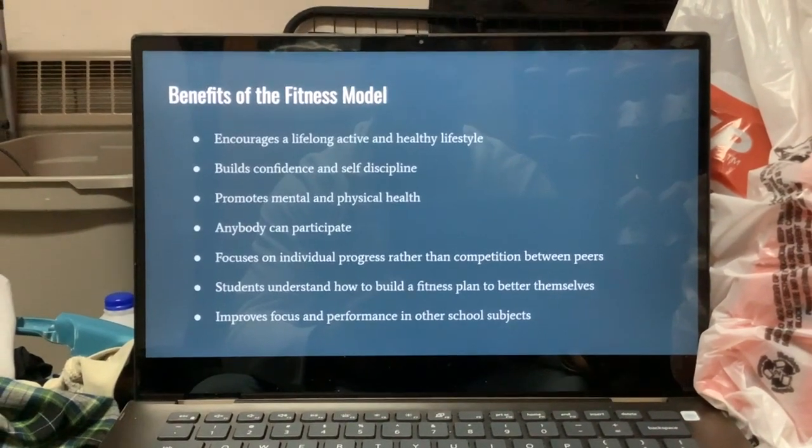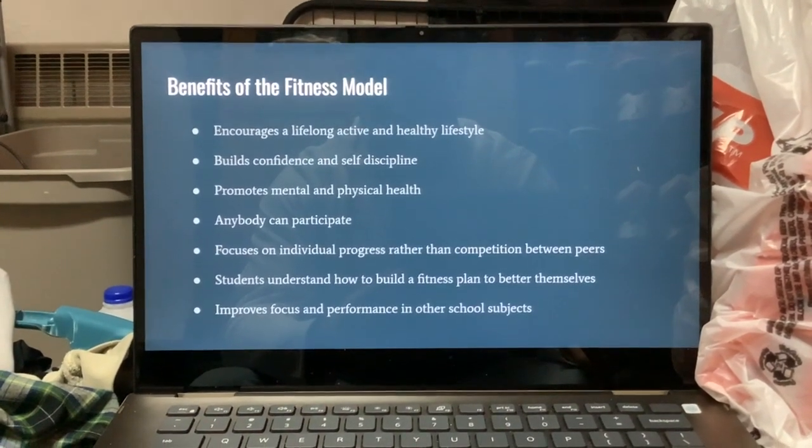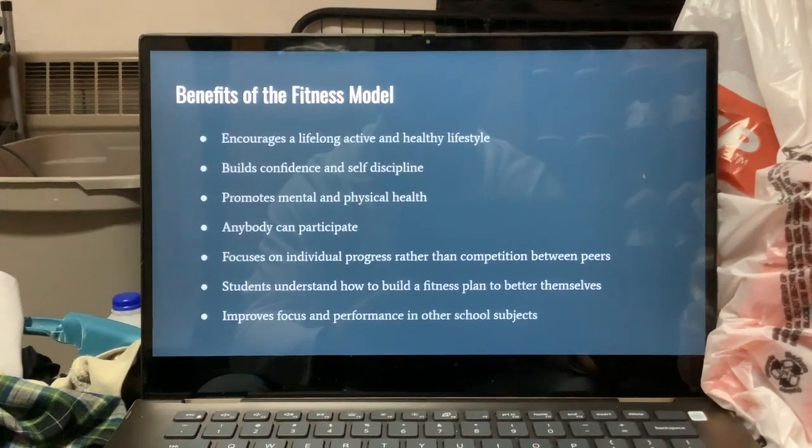Your focus also goes up as well, and that focus can obviously be applied to different areas of life as well. So that's another major benefit of the fitness model that they teach.